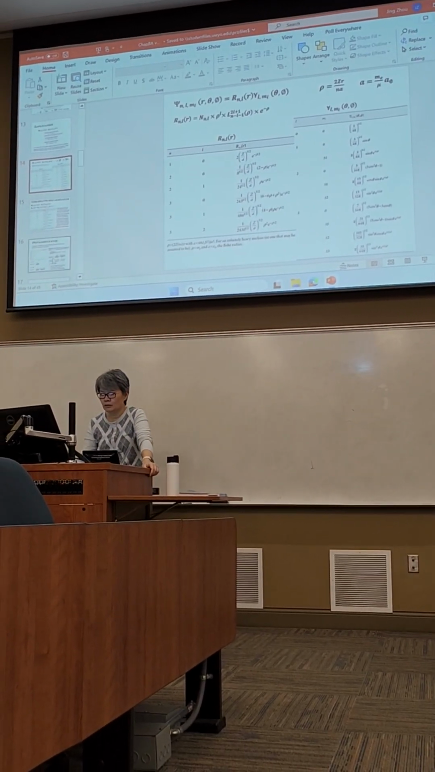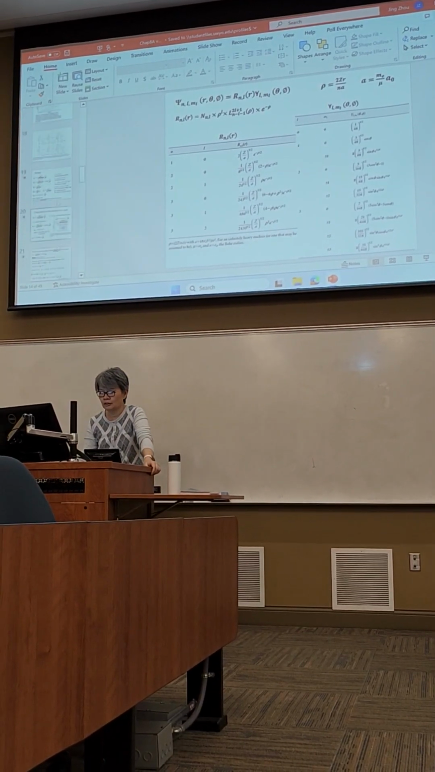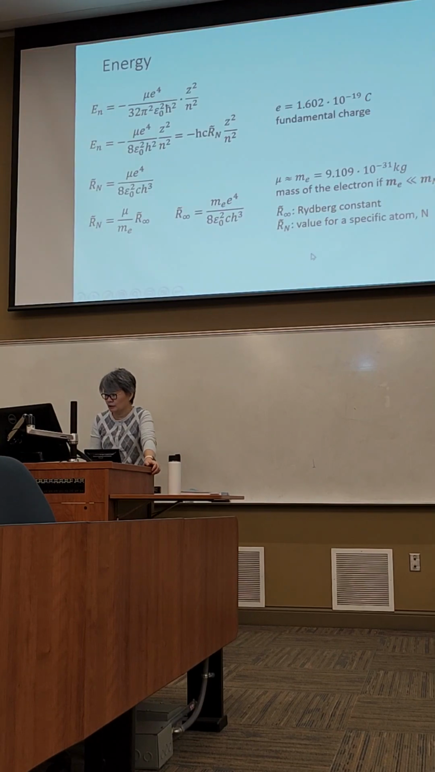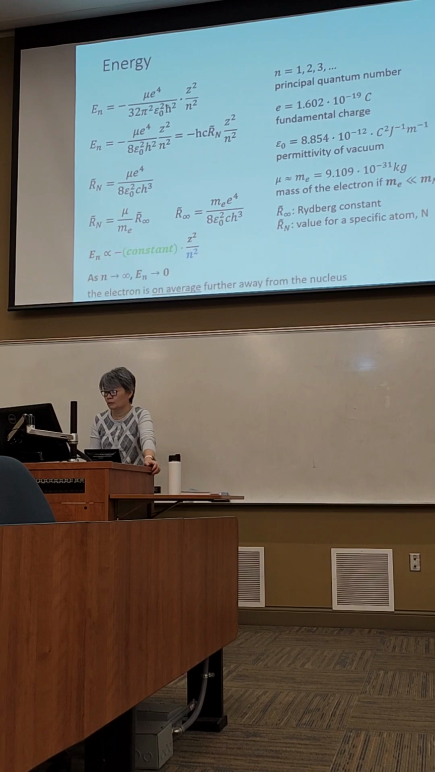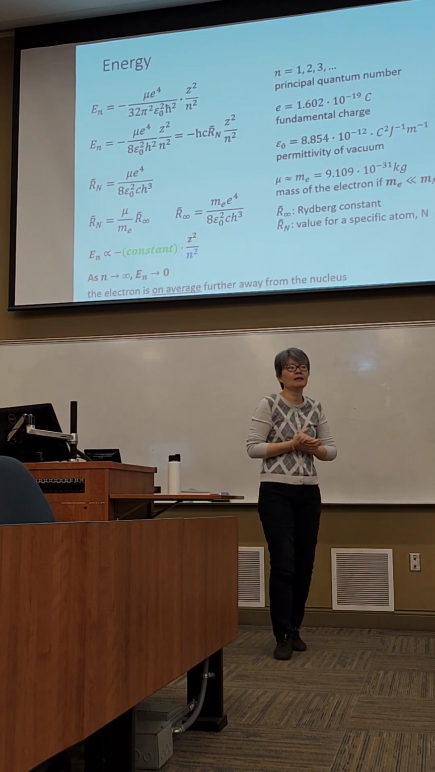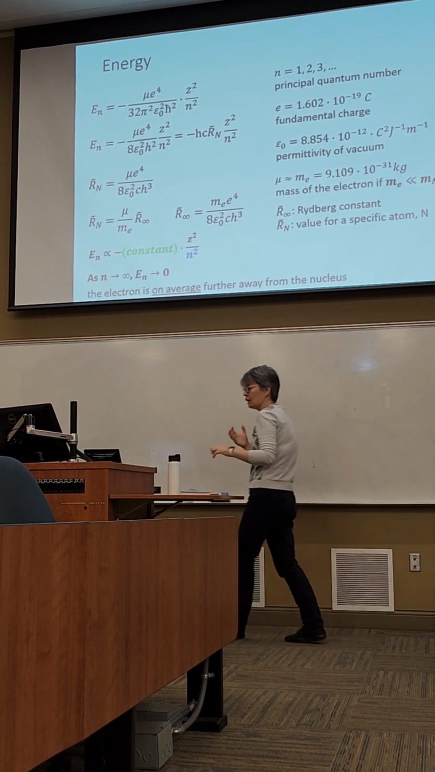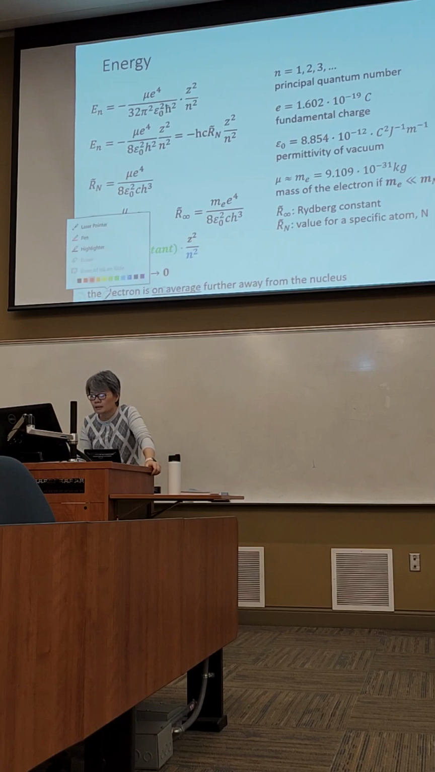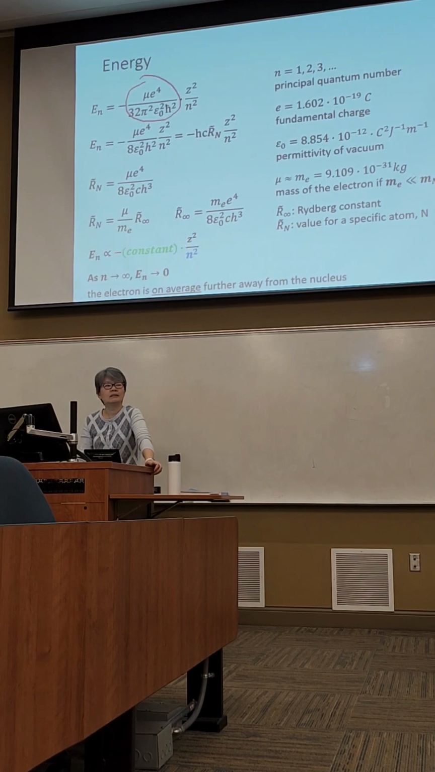All right, and then toward the end of the lecture, we showed the solutions for the energy. It has a negative sign. That is due to the attractive interaction between the electron and the nucleus. You have a bunch of terms regarding constants.